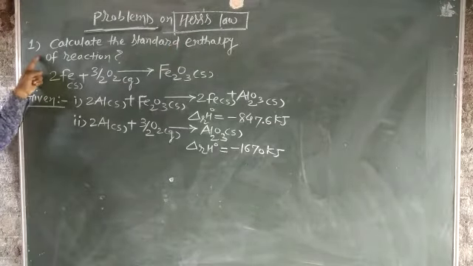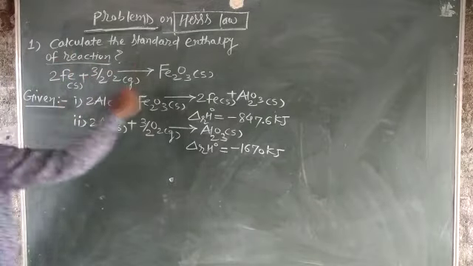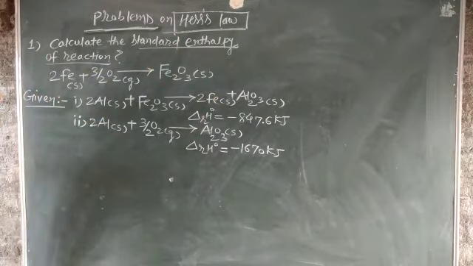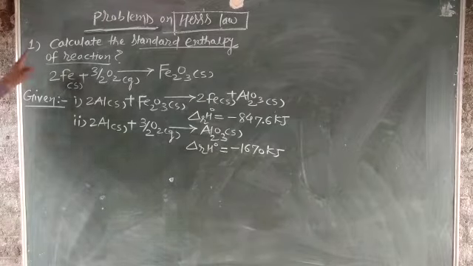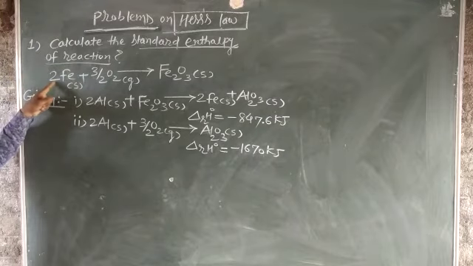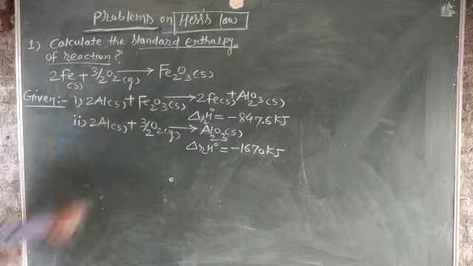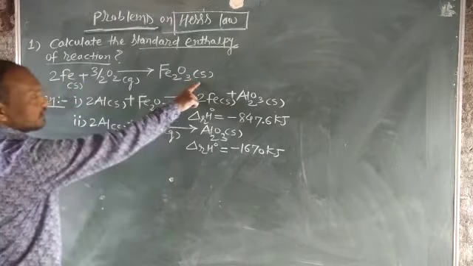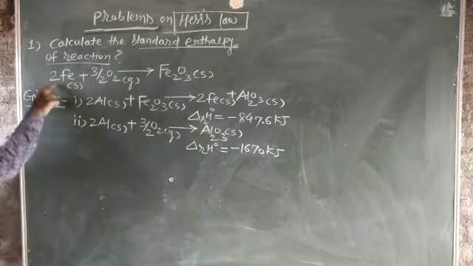We are solving the problem. Calculate the standard enthalpy of reaction. Okay, this is the problem question. Calculate the standard enthalpy of what? Reaction. The reaction is given: 2Fe plus 3/2O2. This is solid, this is gas, and it forms again solid. This is the product. Standard enthalpy of this reaction.